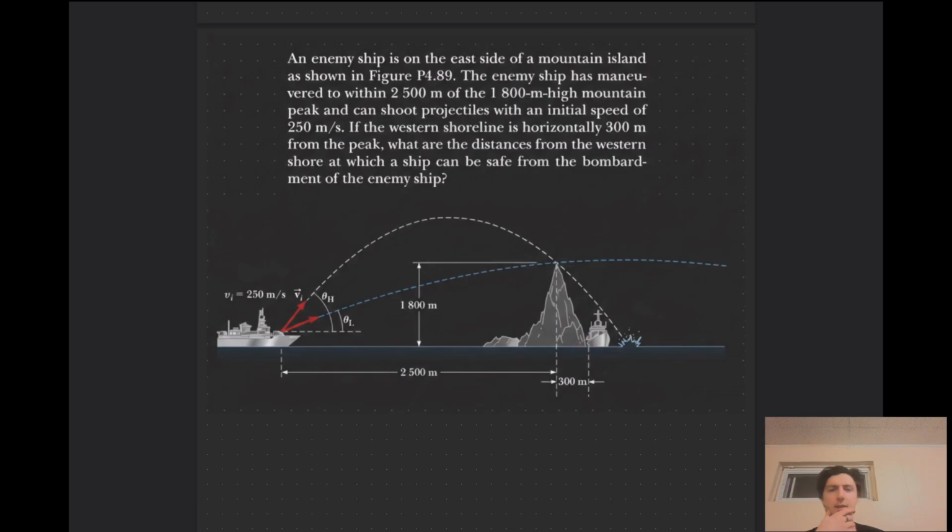Yeah, and it says distances, like plural. But I think if we find the maximum distance that the projectile here can land at and safely cross here, then this will be the no-go zone, and anything beyond this point is the no-go zone. So anything within this point here is the safe zone, and I think that will answer this question for distances.